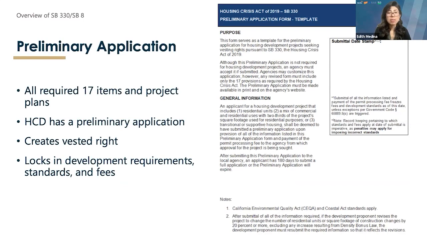So SB 330 introduced a preliminary application. This is the same preliminary application that we use for SB 35 as well. It actually has 17 items and project plans that require applicants to submit at the beginning. HCD has a preliminary application template that you can use. And the intent of this was to make the development review process faster. When an applicant submits all the 17 required items, it creates a vested right, which means it locks in the development requirements, standards, and fees. So the cities are not allowed to apply new ordinances or policies or standards to these applications. And the application is considered deemed complete if it contains all the information that's required by the code.